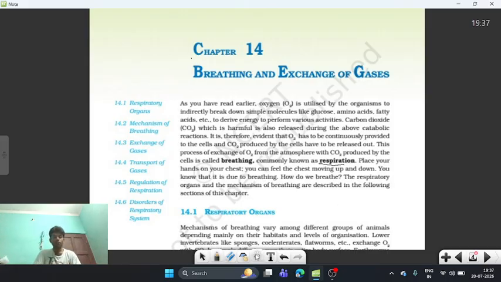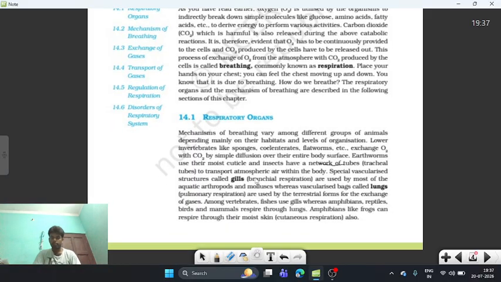Now we will discuss what the respiratory organs are, because without the respiratory organs we cannot breathe. Every organism has to breathe, so every organism has its own mechanism. Lower invertebrates like sponges, coelenterates, flatworms, which we will discuss later in the animal kingdom part, exchange oxygen and carbon dioxide by simple diffusion over their entire body surface. Their body takes up oxygen, their body releases carbon dioxide. They don't have any nose, they don't have lungs, nothing.